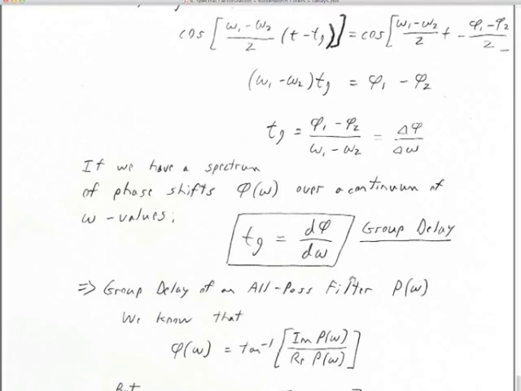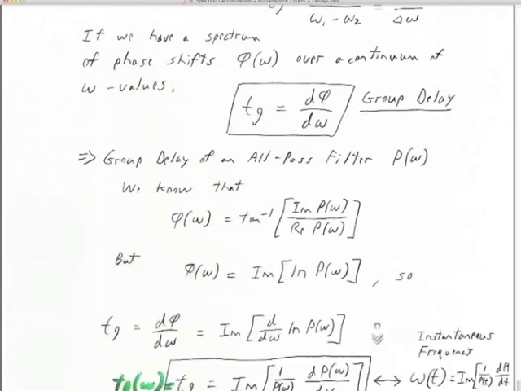Now, if you have a non-minimum phase filter, then it's just going to be accumulating. The d phi d omega is just going to be positive all the way along, and so at every frequency you're going to be accumulating more and more group delay. If you have a minimum phase filter, the phase might do things, but it's going to go both up and down as you increase frequency, and so the time delay will be more stable.